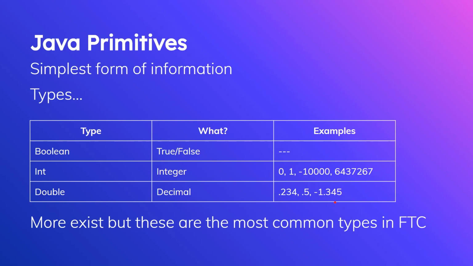And just a side note, although doubles are decimals, keep in mind that fractions count too, because a fraction is just a decimal, like 2 over 5.4.